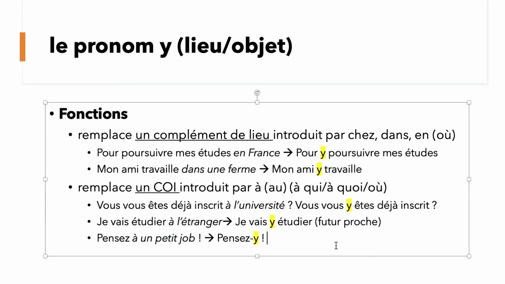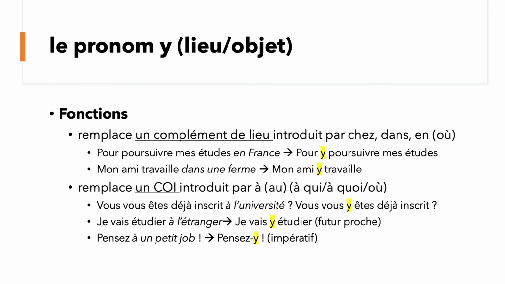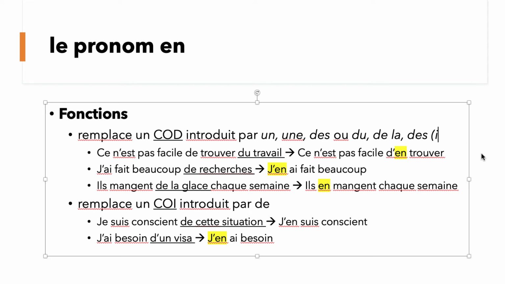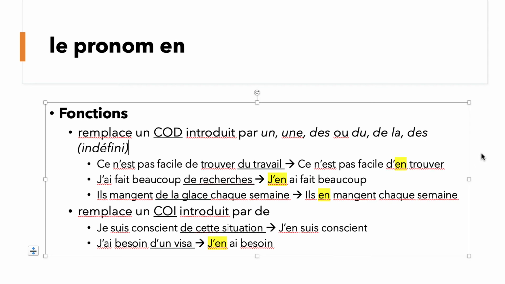And going back here, impératif. It will go after the verb. Okay? And this is of going back to 102. Le pronom en now, ça remplace un COD introduit par un, une, des, du, de la, des. And these are indéfinis, right? So you'll see this in a practice quiz.